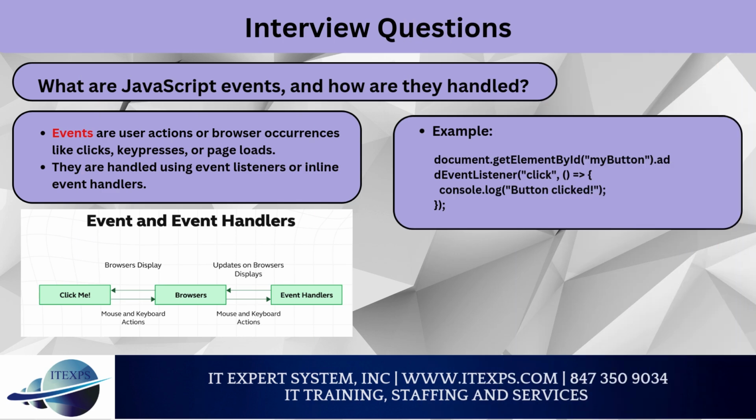What are JavaScript events, and how are they handled? Events are user actions or browser occurrences like clicks, key presses, or page loads. They are handled using event listeners or inline event handlers. Please check the code example.